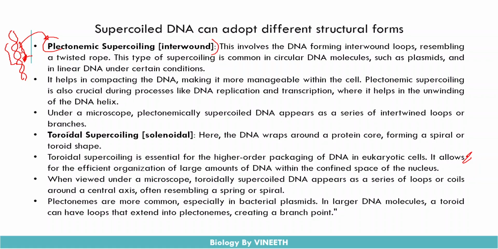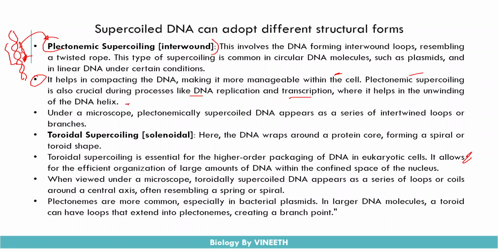Plectonemic supercoiling helps in compacting the DNA, making it more manageable within the cell. Plectonemic supercoiling is also crucial during processes like DNA replication and transcription, where it helps unwinding of the DNA helix.